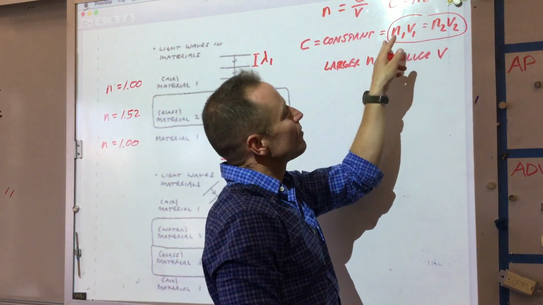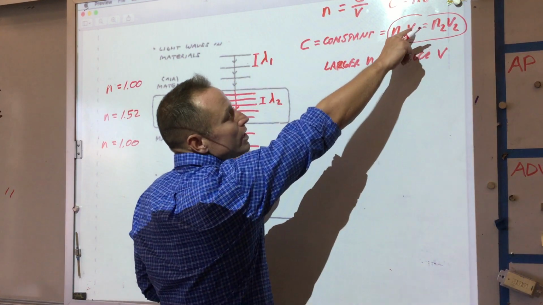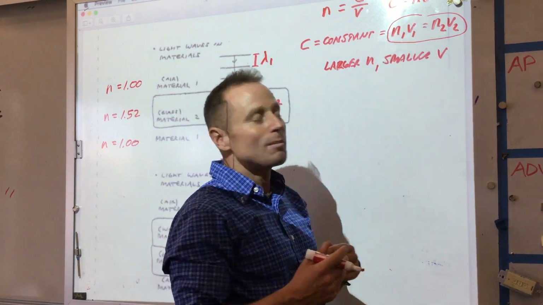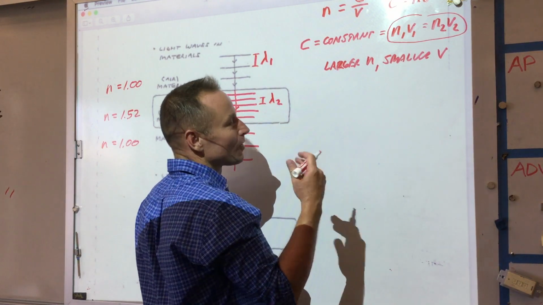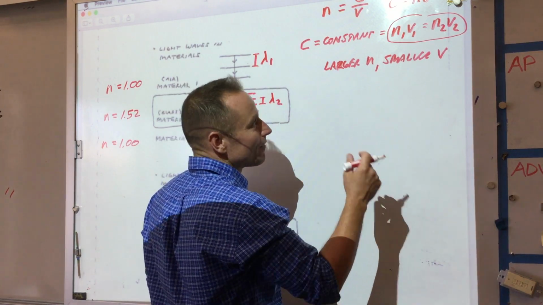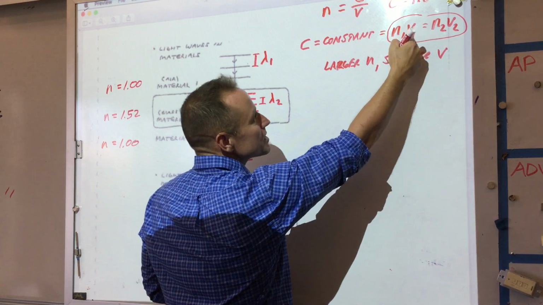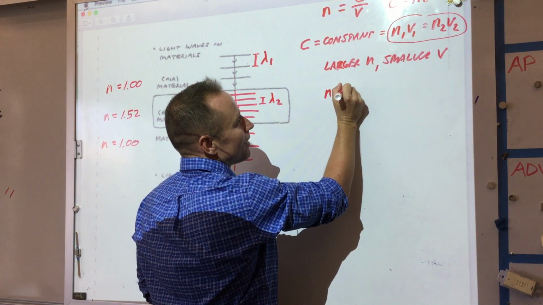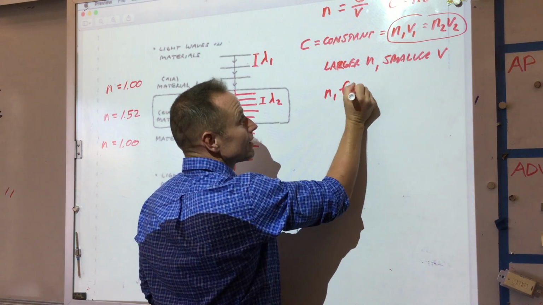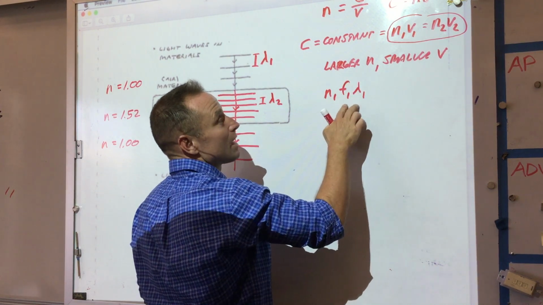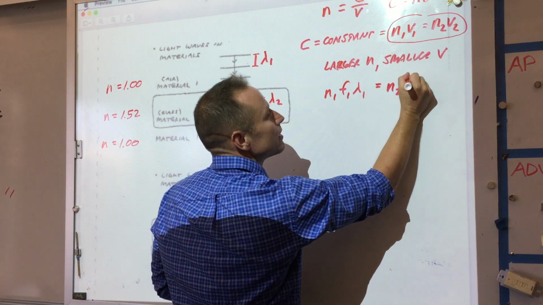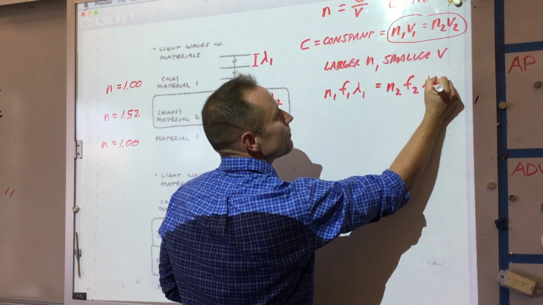But it turns out this is actually pretty useful, because if you remember, how do we find out the wave velocity? You can multiply the frequency and the wavelength. So if this is true, then it also has to be true that n1 f1 lambda 1, because f lambda is v, equals n2 f2 lambda 2.